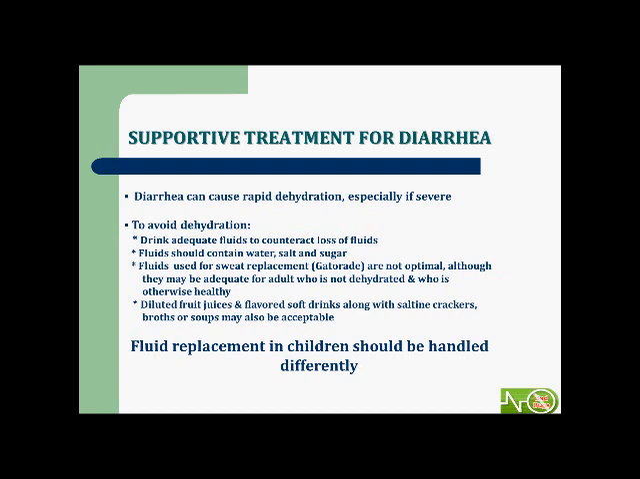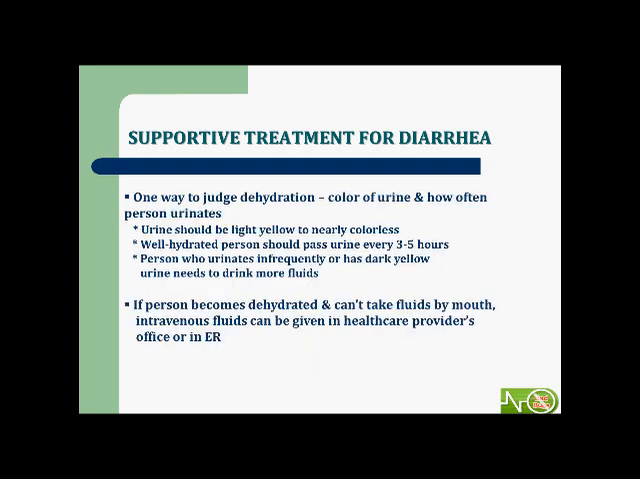Now, supportive treatment, like we talked about with hydration, is very much important, and fluid replacement with appropriate electrolyte solutions is very much important also. If it is a replacement of fluids in children, it has to be very meticulously taken care of and handled very appropriately. One way to judge dehydration is the color of the urine and how often a person urinates.